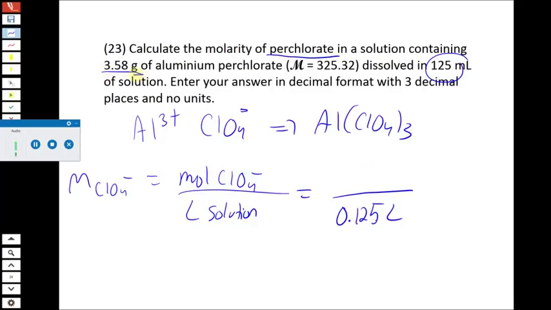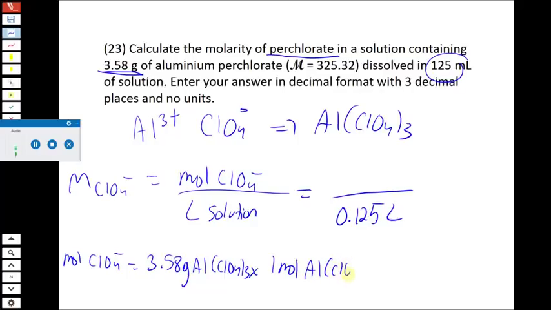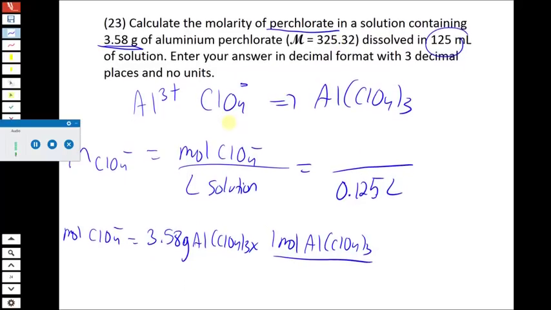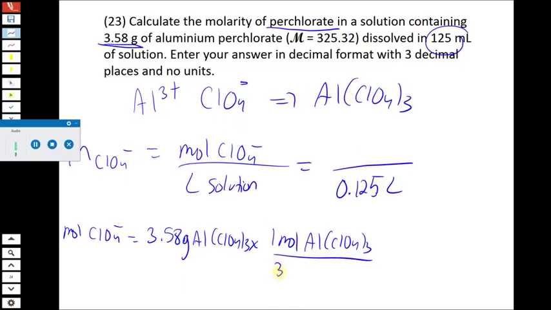So it's a very similar calculation to what we did before, where we know the grams of the compound. We have to figure out how many moles of the anion are present in that. All right. So the moles of ClO4-, which is what we need, we're starting with 3.58 grams of aluminum perchlorate that we're dissolving. The first step is going to be converting to moles by dividing by the molar mass. Molar mass is given to us here, so we don't have to calculate it in a separate step. It's 325.32.